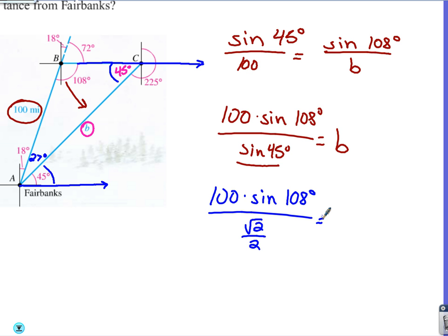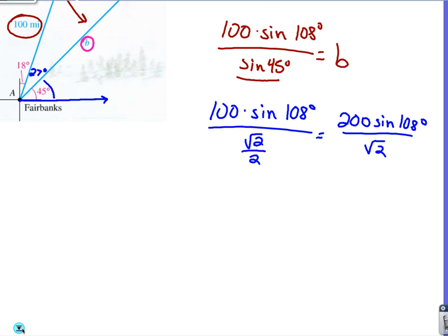Then you can flip and multiply, and that'll be 200 sine 108 over root 2, which will rationalize. This might clean up kind of nice. Multiply top and bottom by root 2, you've got 200 root 2 sine 108 over 2. Those will cancel and leave you with 100 root 2 sine 108. That's how they would leave that answer. Okay, so make sure that you remember sine 45, sine 60, all those common sines, cosines, and tangents.